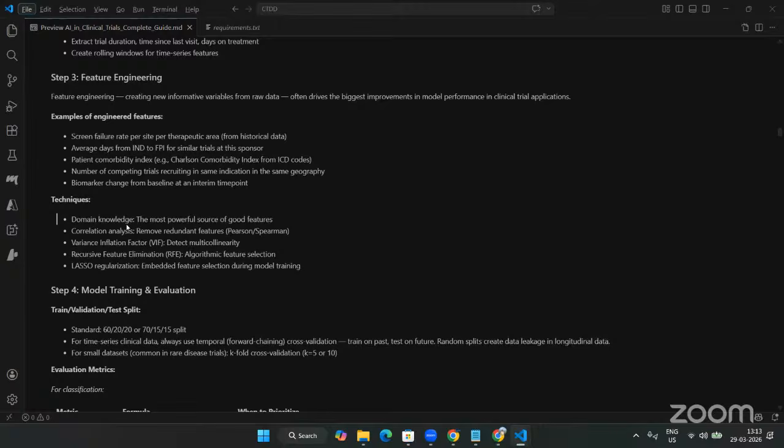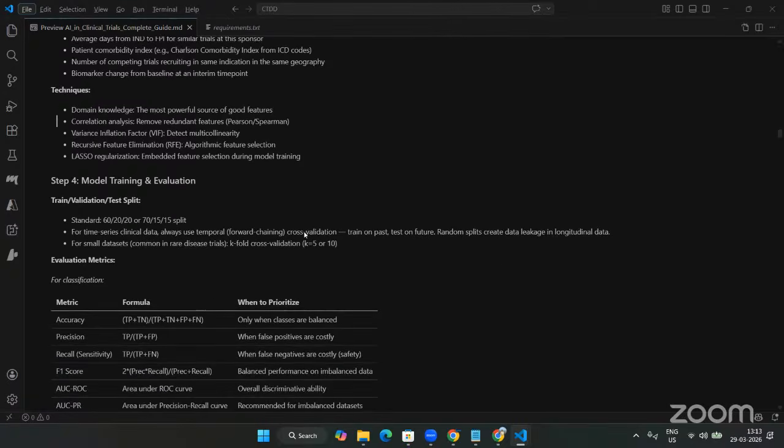Domain knowledge is the most powerful source of good features. Correlation analysis removes redundant features, using Pearson correlation coefficient or Spearman. Variance inflation factor detects multicollinearity. Then recursive feature elimination is algorithmic feature selection. And then lasso is embedded feature selection during model training.